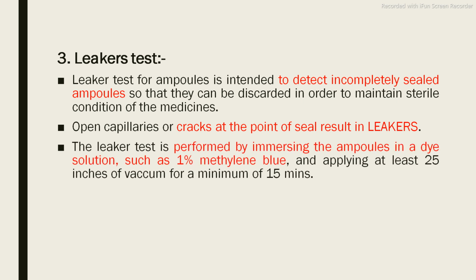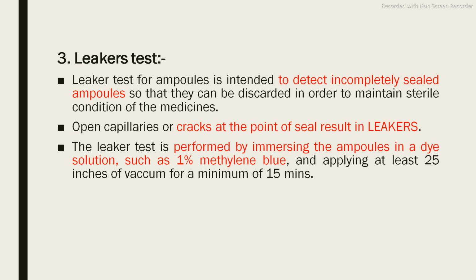And how to perform the leakers test? It is performed by immersing the ampoules in a dye solution which is made up of 1% methylene blue. Then apply the pressure of 25 inches of vacuum for a minimum of 15 minutes. So in 1% methylene blue solution we have to immerse our ampoules and apply the pressure of 25 inches of vacuum for a minimum of 15 minutes.